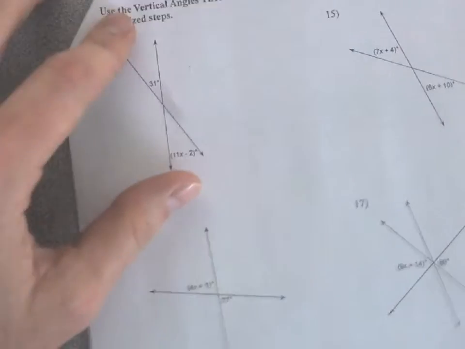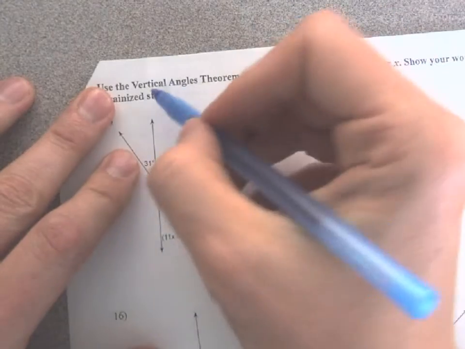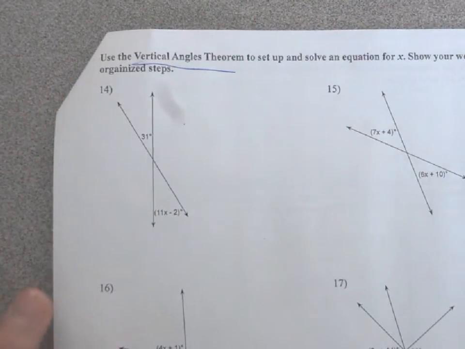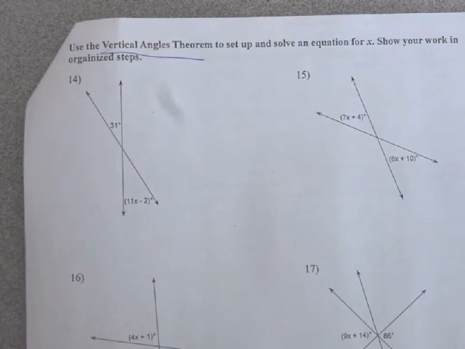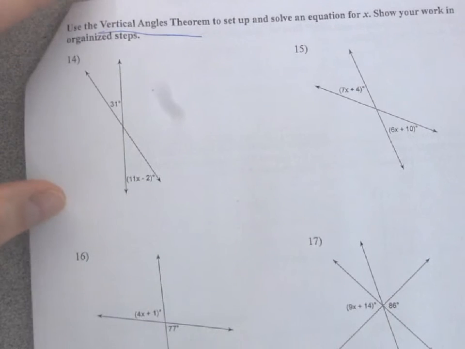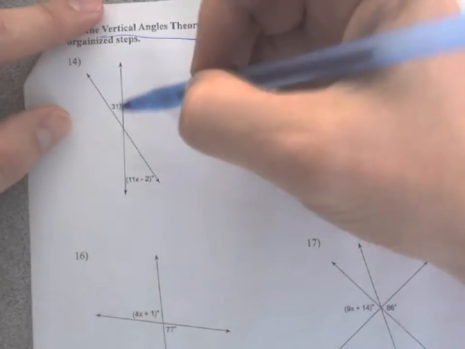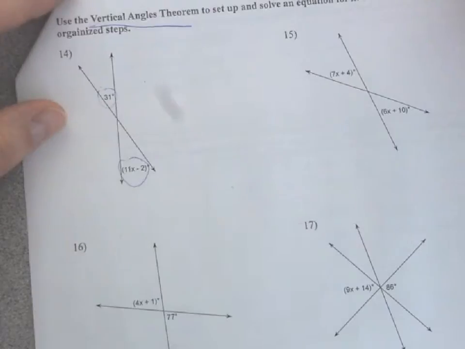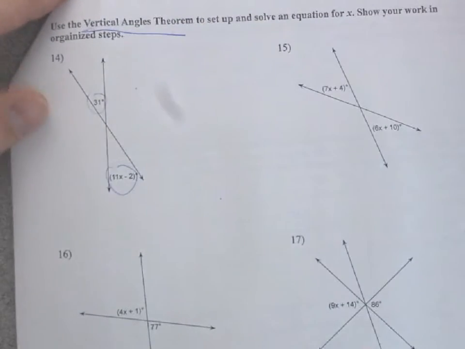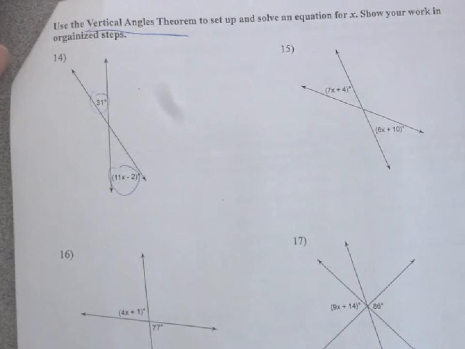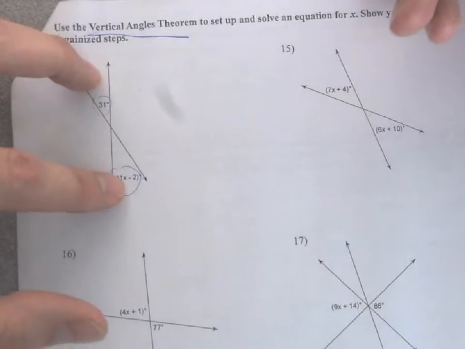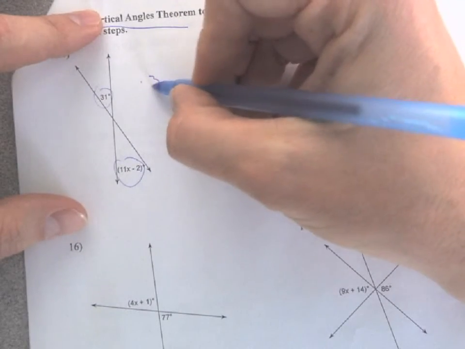Now on the other page, the next page, we're going to use a different theorem called the vertical angles theorem. So this is a different angle relationship, which means our equations are going to be set up differently. Okay, in linear pairs, the angles sum to 180. In vertical angles, they're equal to each other, or they're congruent. So here we have two vertical angles. Okay, what does the vertical angles theorem say about vertical angles? It says that if they're vertical angles, which these are, then their measures are equal, or they're congruent.